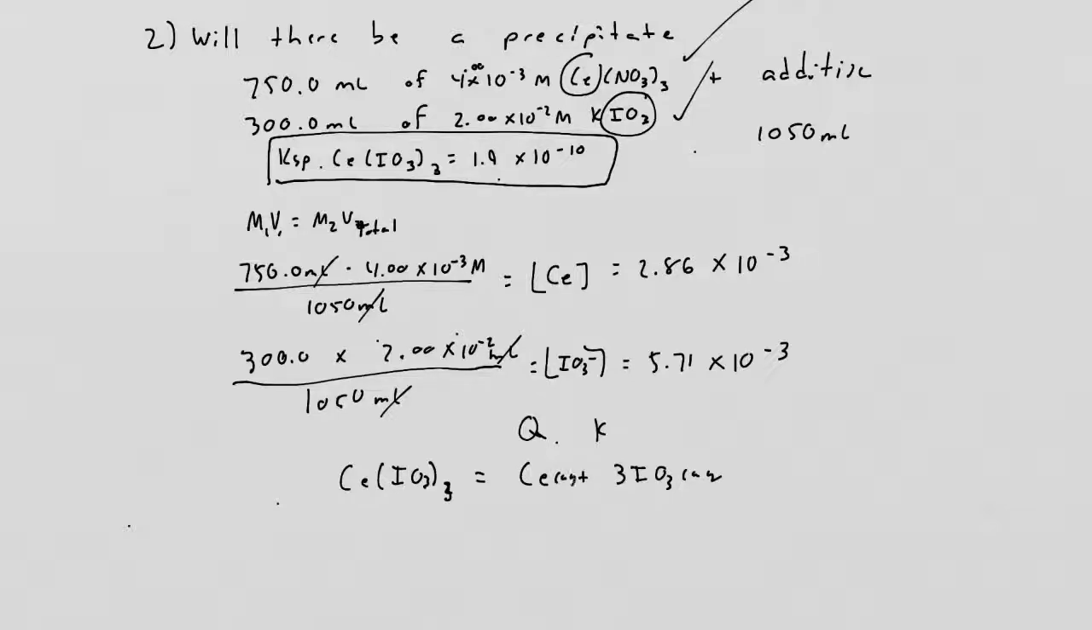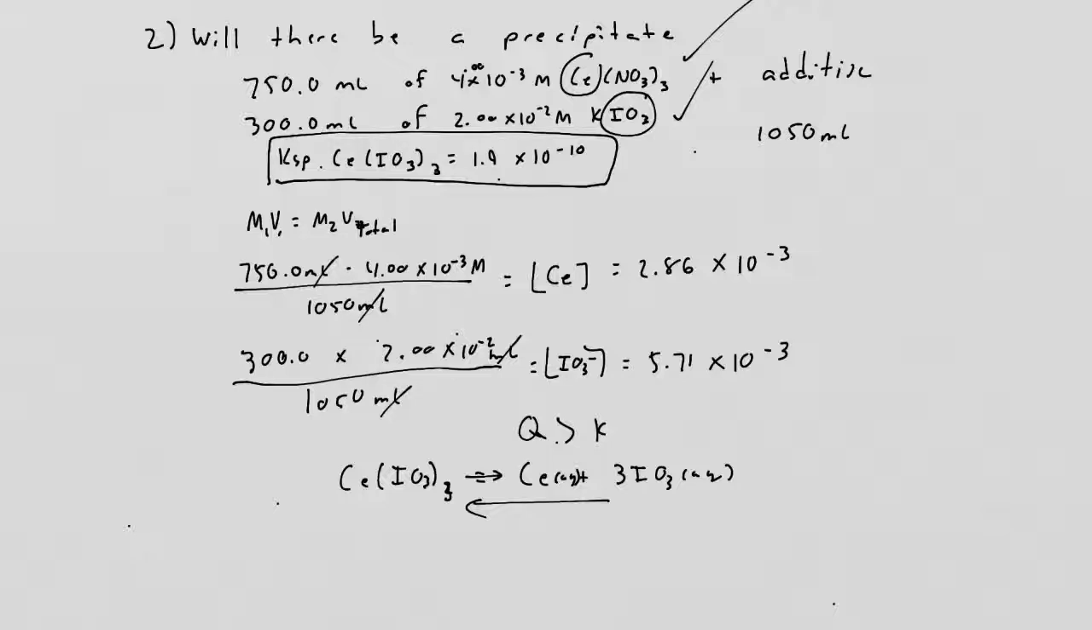Once we set this up, if we have the KSP value, we can see if Q is greater than K, because the essential idea is if Q is greater than K, it's going to shift to the left. If Q is smaller than K, it's going to shift to the right, which means more of it will dissolve, basically. Or you could add more and it will dissolve. So if Q is greater than K, we're going to get a precipitate. And if we get that, then we can ask other problems like how much will precipitate, what mass will precipitate, and they will definitely ask those things on the AP exam.